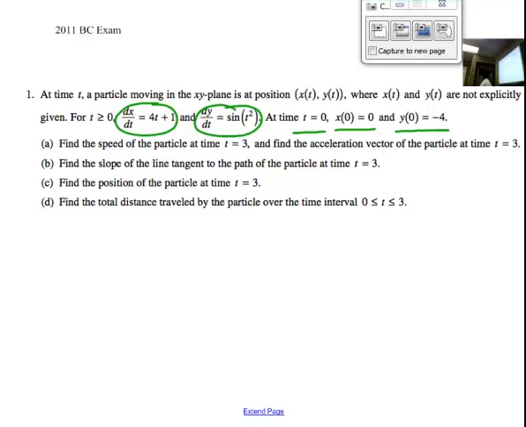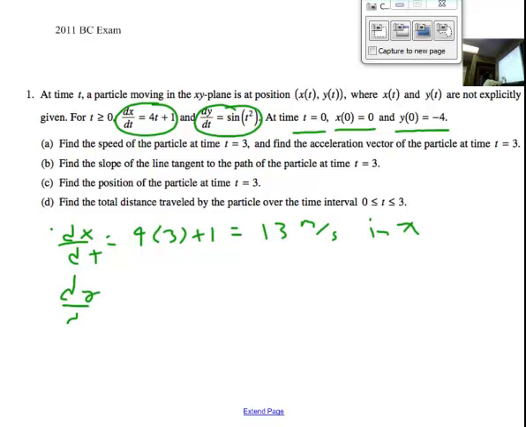Well, to find the speed of the particle, we know that the speed in the x direction is just this. This is my meters per second in the x direction, and in the y direction, well, sine of 3 squared. So we're going sine of 9 in the y direction.